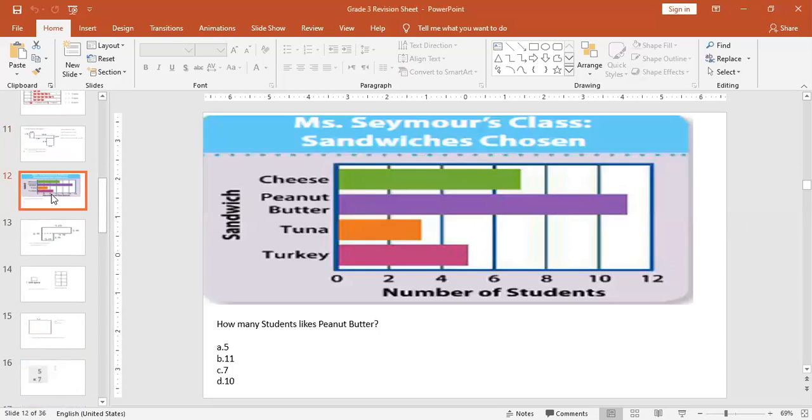Okay, let's complete here. If I bring you this shape and I ask how many students like peanut butter, we will go to peanut butter here and count.